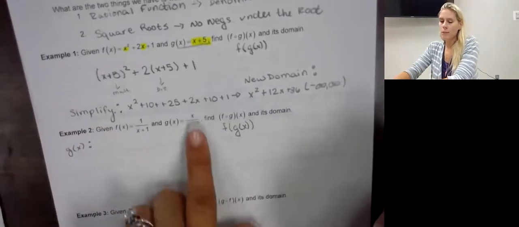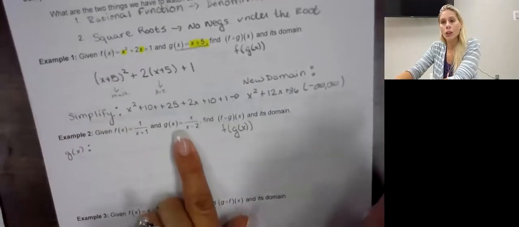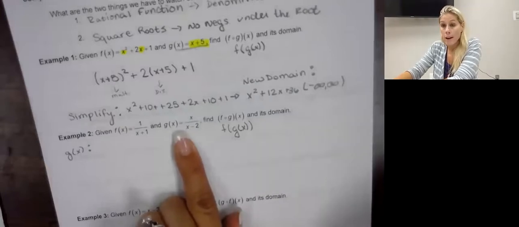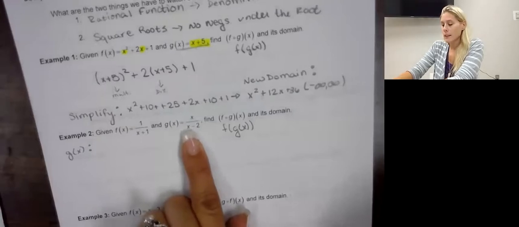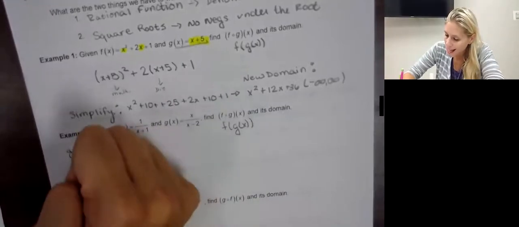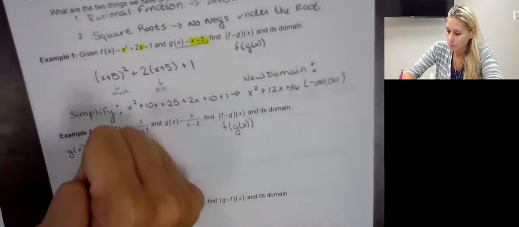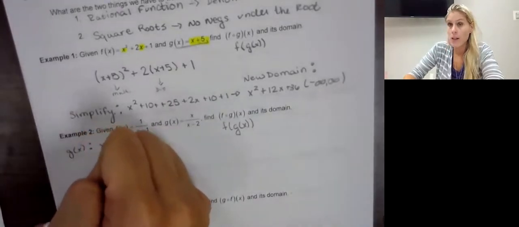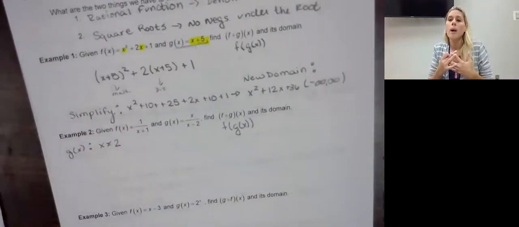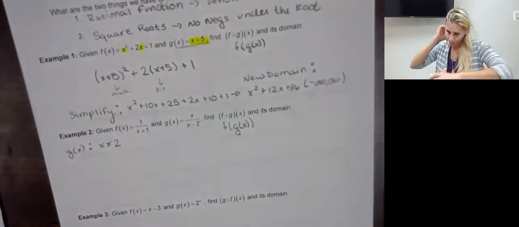Now I'm going to look at my G function to see if I have any domain restrictions. As you can see from G, this is a rational function. So we have to say, ooh, the denominator can never be 0. So what makes the denominator 0 here? 2. So that means x can never be 2, even when we simplify our composite function, okay?